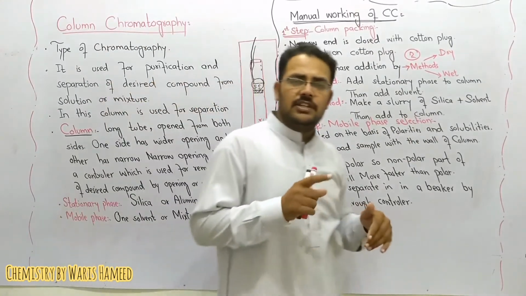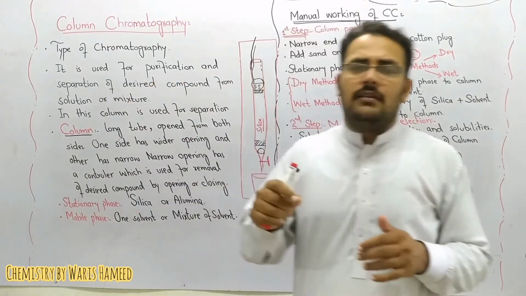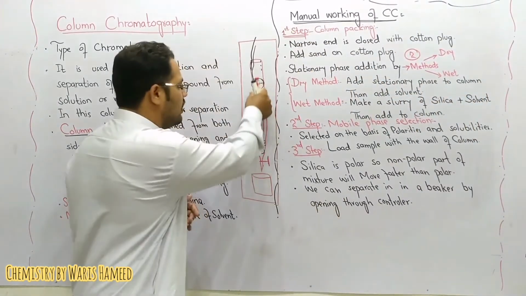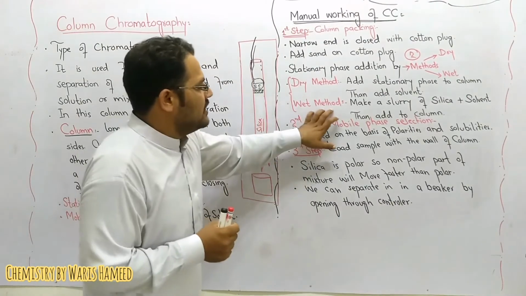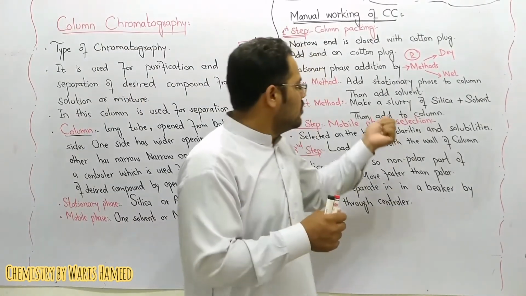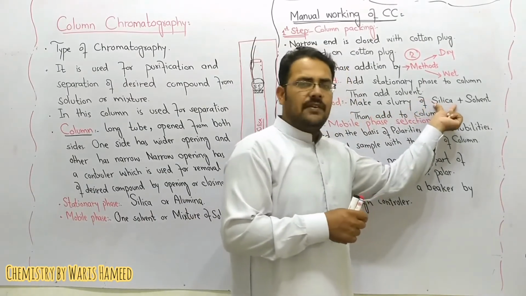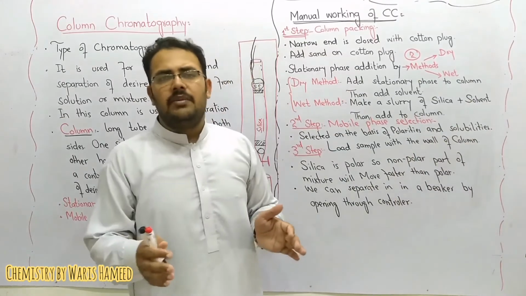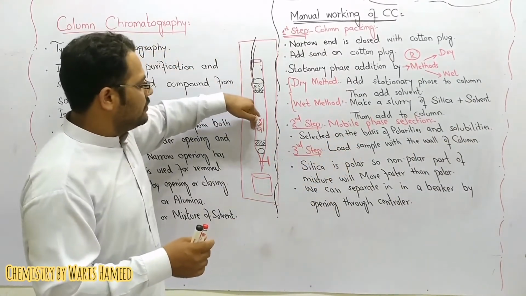After the addition of stationary phase, we add solvent. We add solvent on stationary phase. And in the wet method, we have to prepare a slurry of these two components, first stationary phase and second solvent, and keep them for 5 to 10 minutes and add in column.